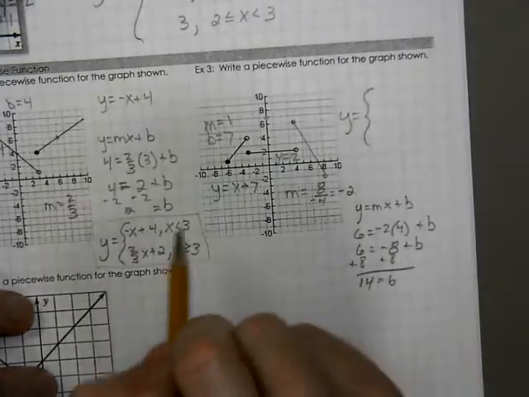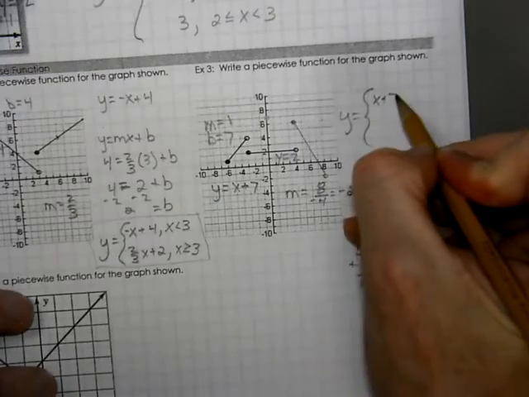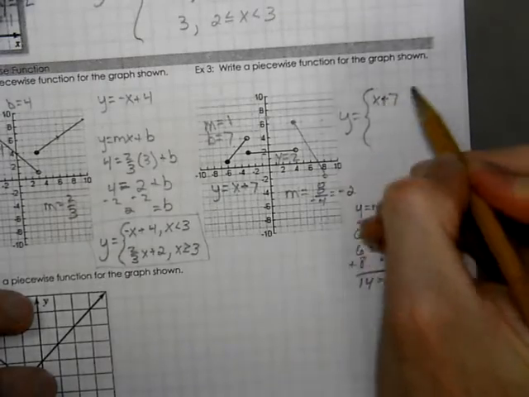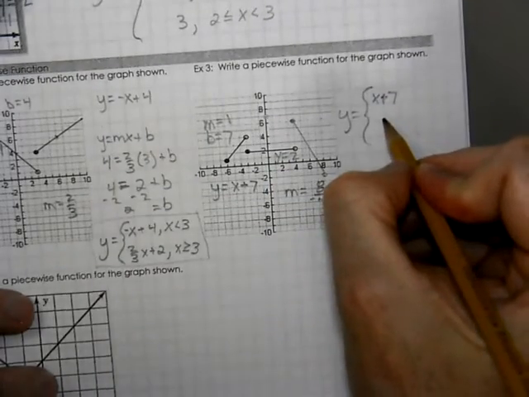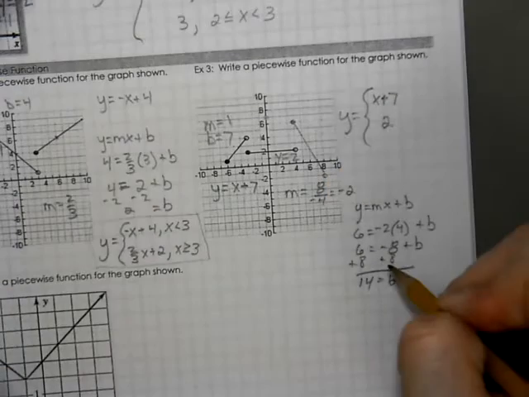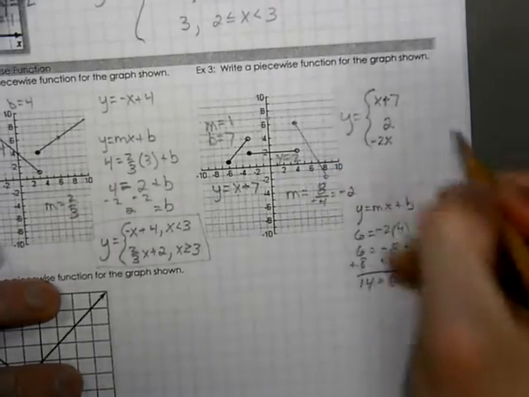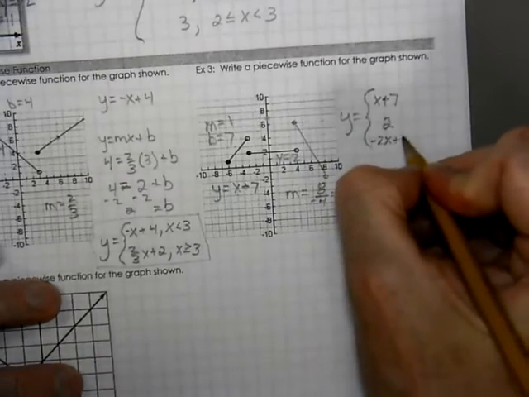So I have my function of x plus 7. I have my function of 2. And I also have my function of negative 2x plus 14.